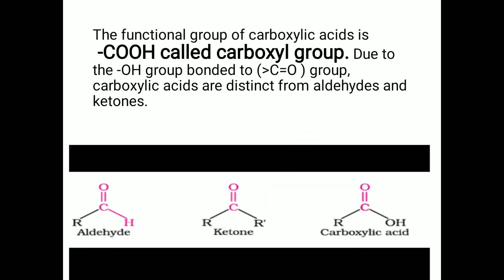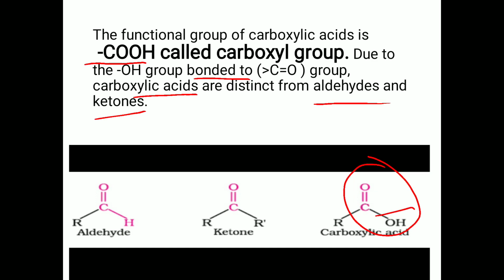Now next is the carboxylic acid. The functional group of carboxylic acid is RCOOH, that is COOH. This is the carboxyl group. This is the OH, and this group is bonded to the carbonyl group, that is the CO group. Therefore, the carboxylic acid is distinct from the aldehydes and ketones.